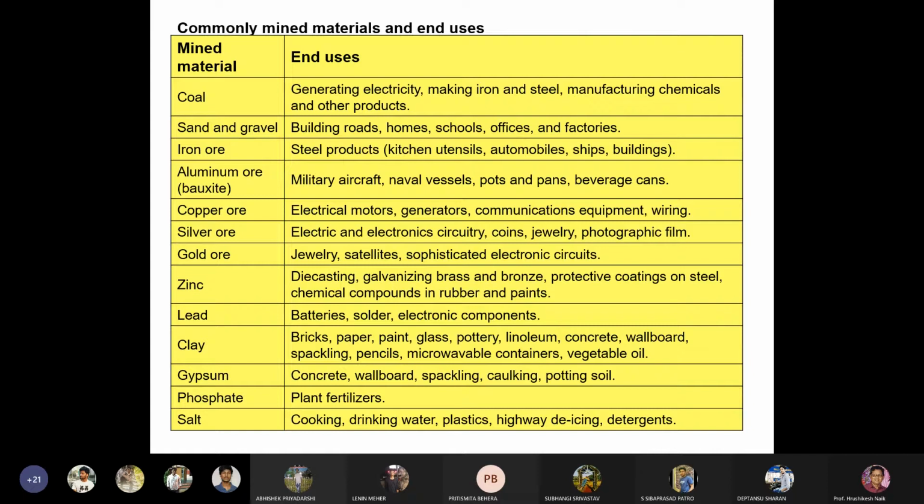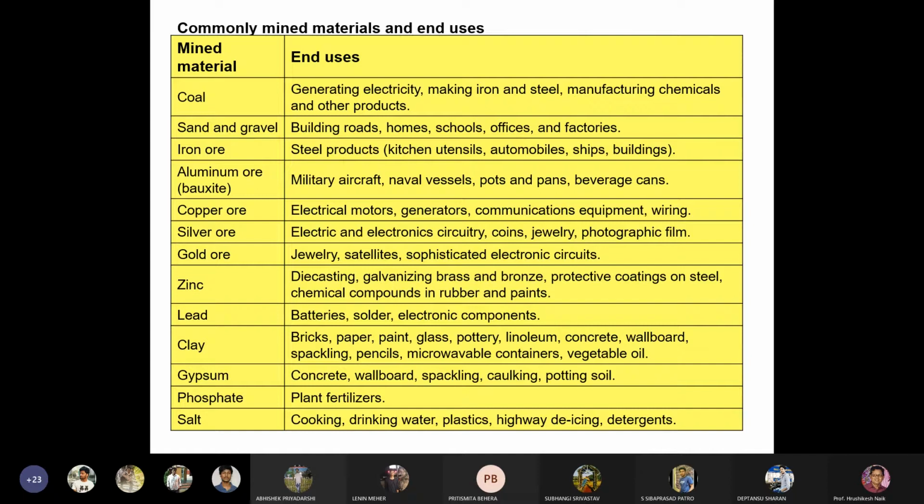Then we go for sand and gravel mining. These materials are used for building roads, homes, schools, offices, and factories.